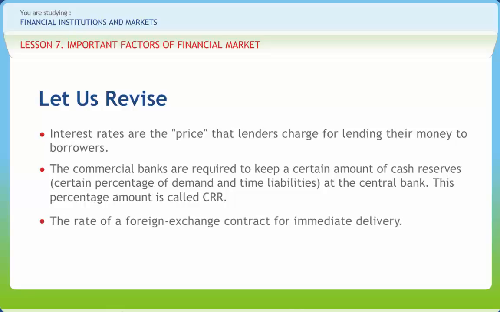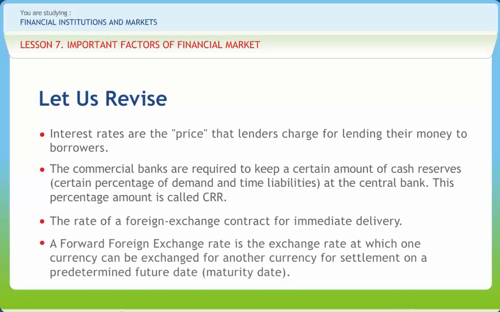The rate of a foreign exchange contract for immediate delivery is called the spot rate. The FE quotations list selling price in dollars or foreign currency per dollar. The selling price refers to the price at which a large customer could have bought the currency from the dealers. A forward foreign exchange rate is the exchange rate at which one currency can be exchanged for another currency for settlement on a predetermined future date or maturity date.